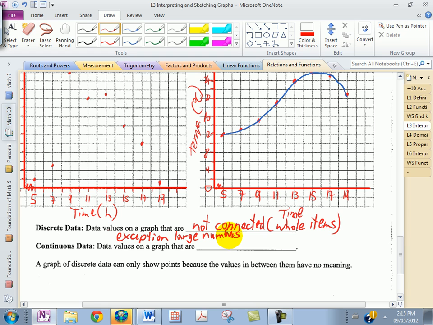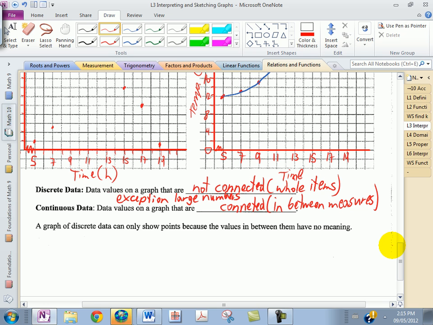Okay. So large numbers. Continuous data, that's when the values on the graph are connected. And that's because there's in-between measures. Okay. So when you're measuring meters, you can have 1.2 meters, 1.3, all the way up, right? So it makes sense to have data points in between. Okay. Good. A graph of discrete data can only show points because the values in between them have no meaning.